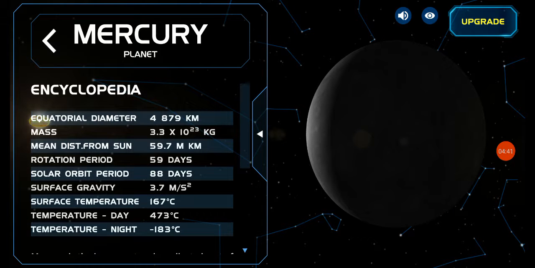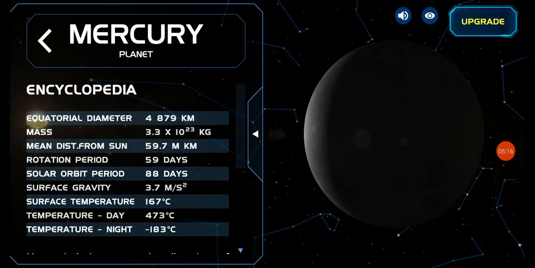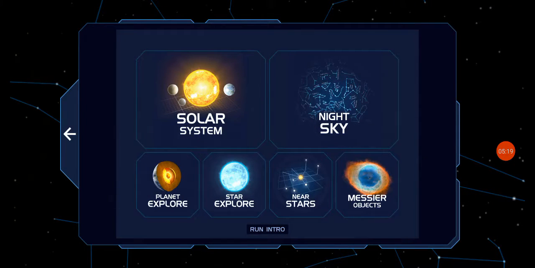Let us know a little bit more in detail about Mercury. Let's start with night. The temperature at night is minus 182 degrees Celsius. That is when the face of Mercury is not turning towards the sun. During the daytime, when Mercury is turning towards the sun, the temperature is around 473 degrees Celsius. Let me just show you in detail what I've said just now.